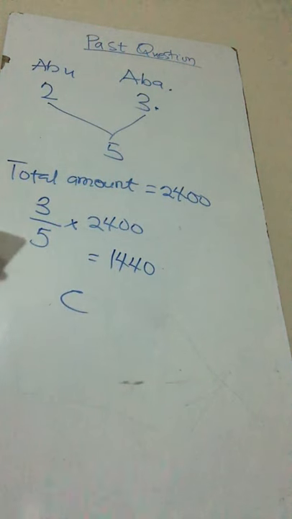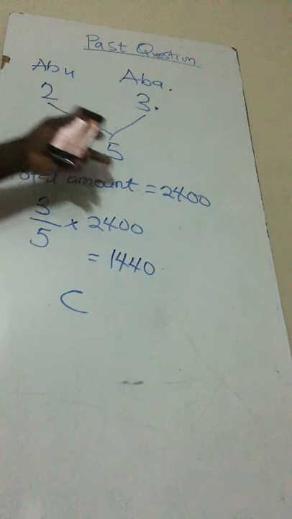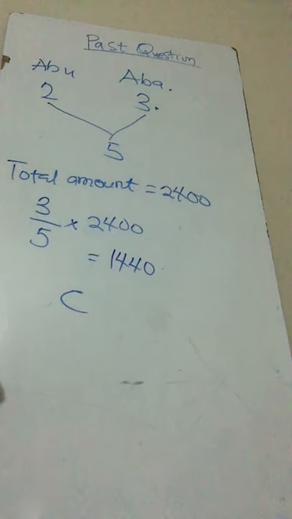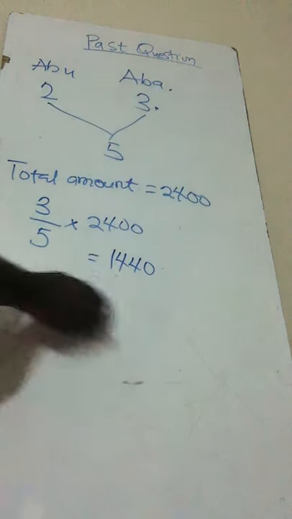So if the question had asked you to find Abu's share, this is Abu's ratio. So 2 over the total, 2 over 5 times 2,400. Are you okay? Good. Now let's go to question 6.